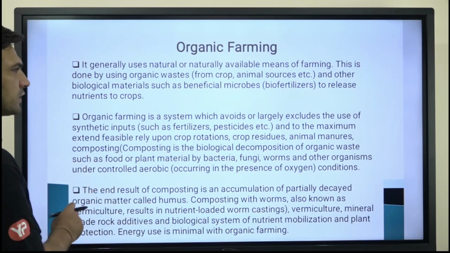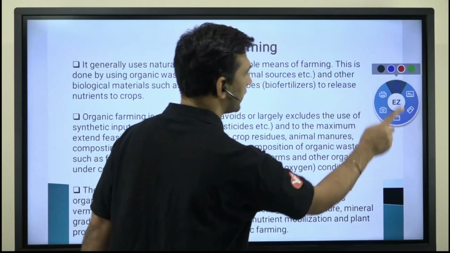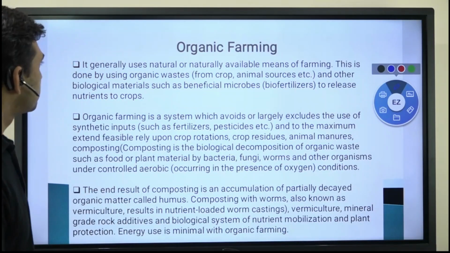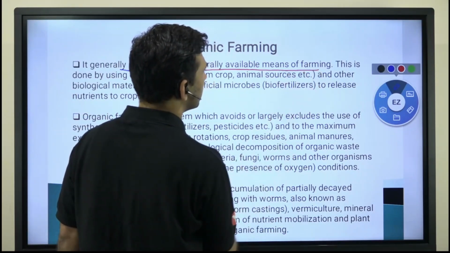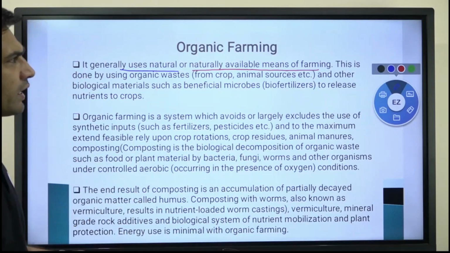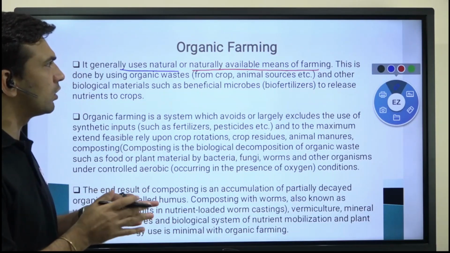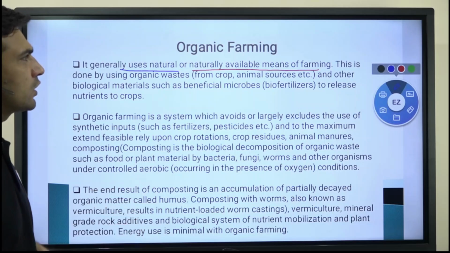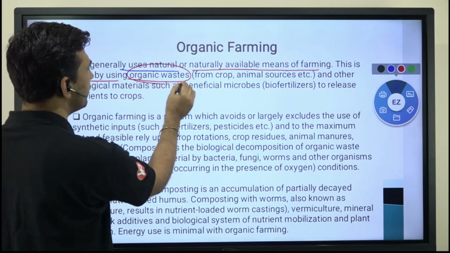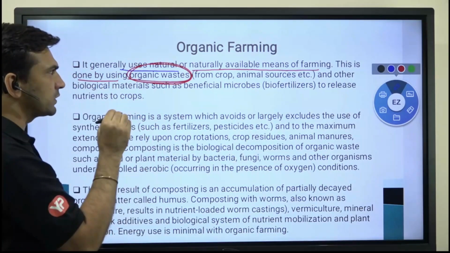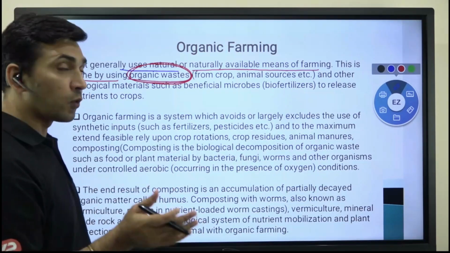So let us now try to understand in detail the different terms associated with organic farming and what exactly organic farming is. It generally uses naturally available means of farming, right? Whatever you have at your disposal, you make use of that material and all those techniques to increase the crop production. It is done by using organic waste. What will be the purpose of organic waste? The purpose of organic waste will be to supply the nutrients in the soil, right? To support the plant growth.